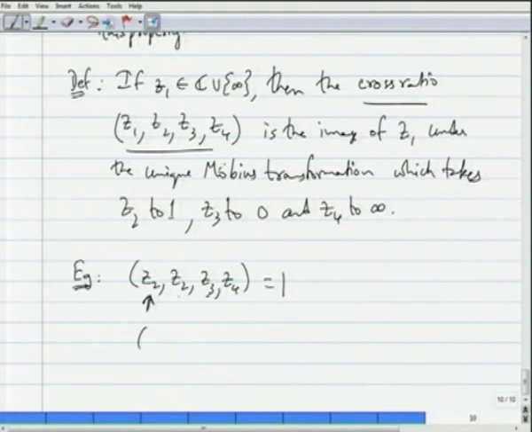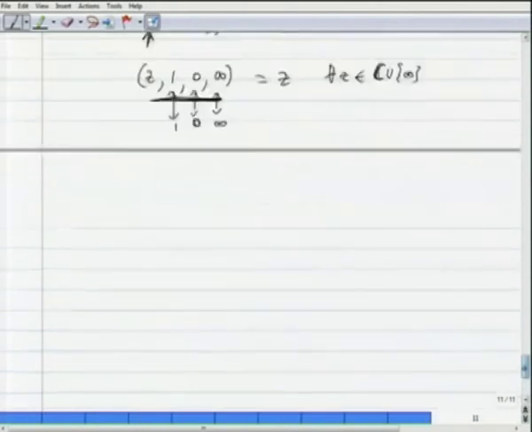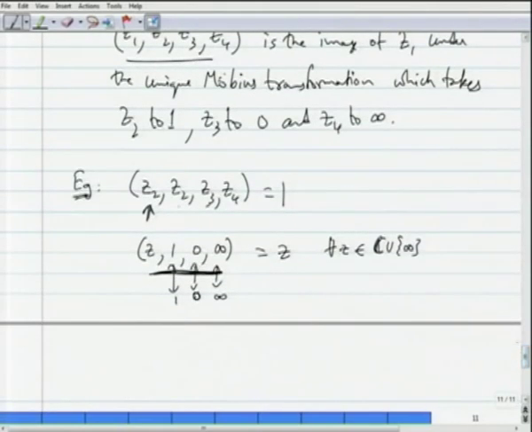Okay. And likewise, the image of a point Z under the identity Mobius transformation is itself, for all Z belonging to C union infinity. Okay. So, the identity transformation is now denoted by the cross ratio (Z, 1, 0, infinity), because in this case 1 goes to 1 and 0 goes to 0 and infinity goes to infinity. And there is only one transformation which fixes 3 points, namely the identity. All right. So, these are some trivial examples.